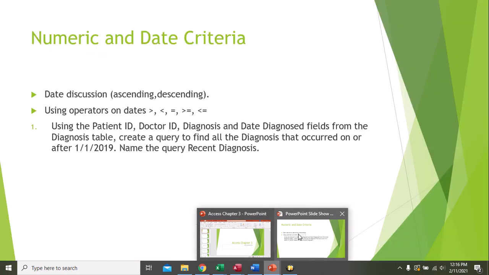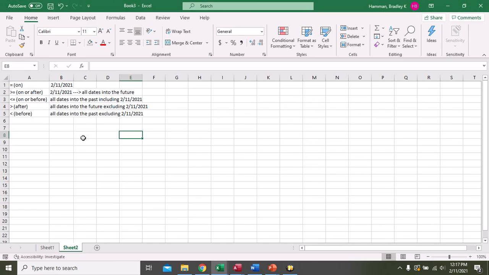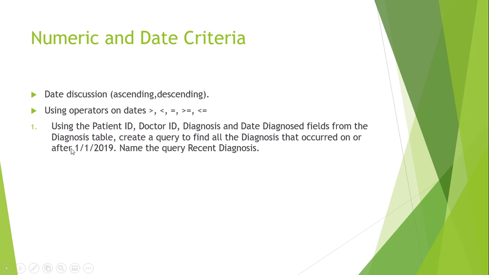So what we're going to do is, using the patient ID, doctor ID, diagnosis, and date diagnosed fields from the diagnosis table, we're going to create a query to find all the diagnoses that occurred on or after 1/1/2019. So on or after, when we look at this, we can come to on or after, and we can see it is greater than or equal to. So we know on or after means greater than or equal to here. Then we're going to name this recently diagnosed.